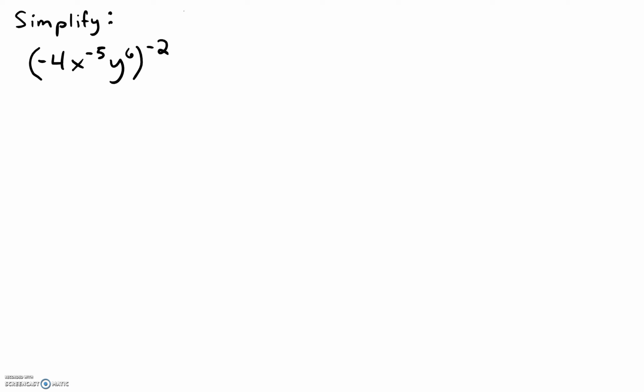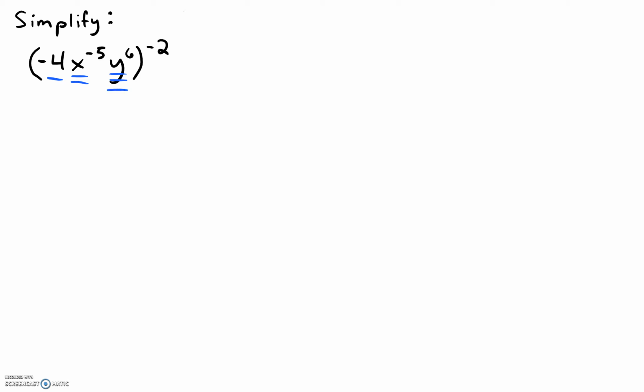Now, the first thing we want to look at is we have three terms. We have the -4, the x to the -5, and the y to the 6, all in an exponent. And all of that is being raised to the -2 power. And so what we want to do is apply that -2 power to each of our three terms.